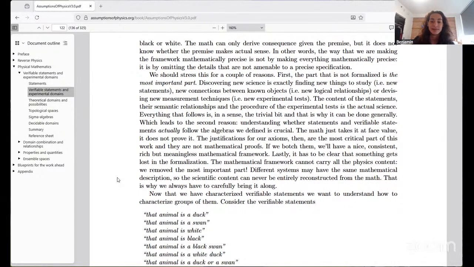Lastly, it has to be clear that something gets lost in the formalization. The mathematical framework cannot carry all the physics content. We removed the most important part. Different systems may have the same mathematical description, so the scientific content can never be entirely reconstructed from the math. That is why we always have to carefully bring it along.